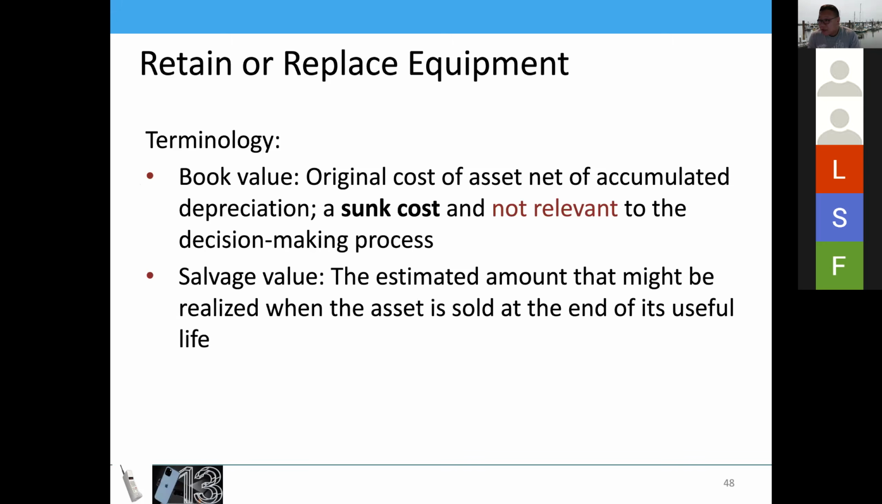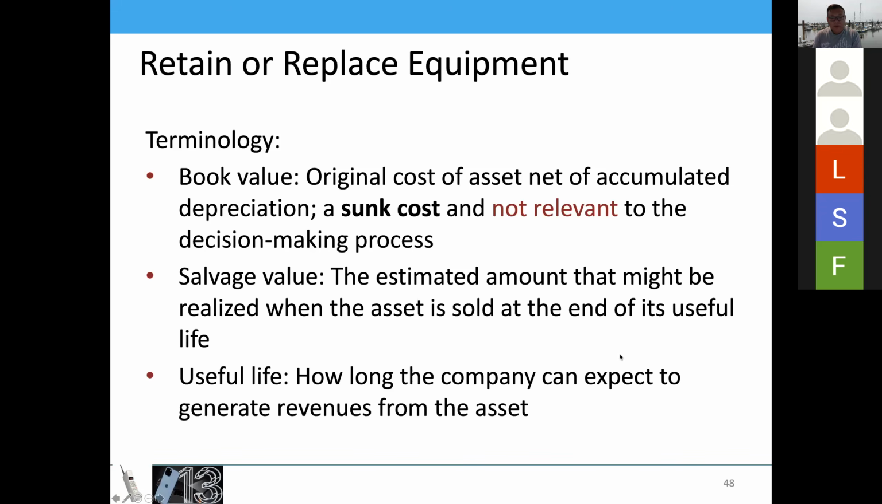Say the asset has a useful life of 4 years. At the end of the fourth year, you're still able to sell it for just a little bit of money, and that dollar amount would be your salvage value. Useful life is how long the company can generate revenue from the asset. That's the useful life.